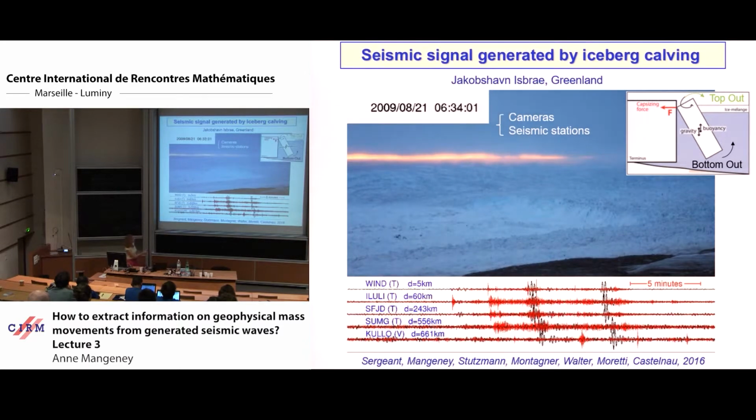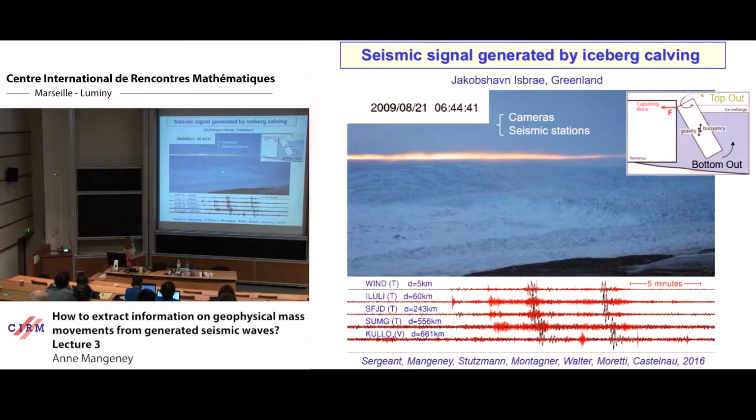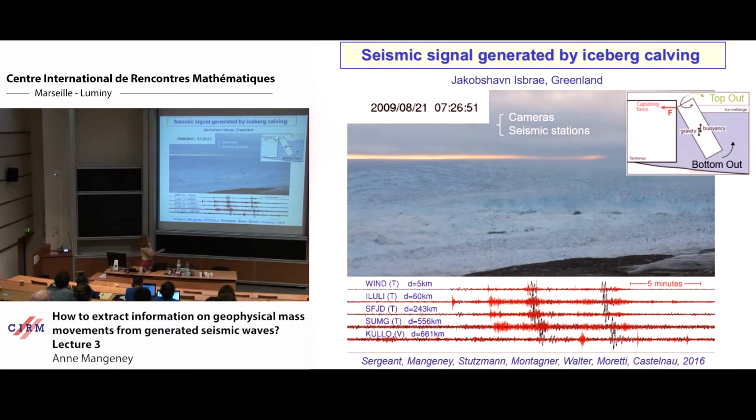Yes. So first look at here. It will rotate like this. You see some ice avalanche, and here you will see this iceberg that calves, and here another one that calves on the other side. So you have what we call bottom out. This one, I don't know if you had time to see, goes like this. And the other one, which is smaller, goes like this. So bottom out or top out.